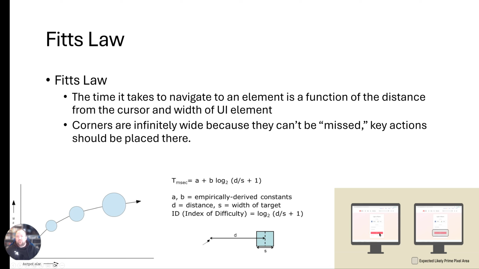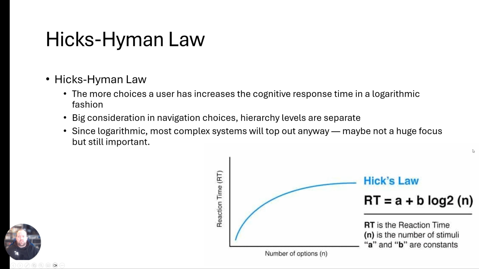So, like I said, you're not likely to need to do the math, but you have it if you need to, depending on your use case. The next one that's relevant for us in digital design is the Hick-Hyman law. The more choices a user has, the more the cognitive response time increases, and it follows a logarithmic curve. Most human performance things like this do follow a logarithmic curve.